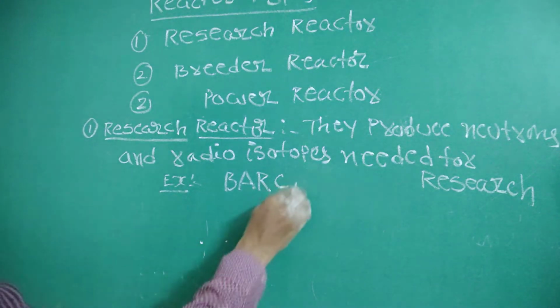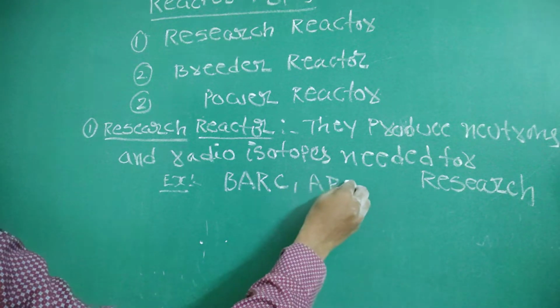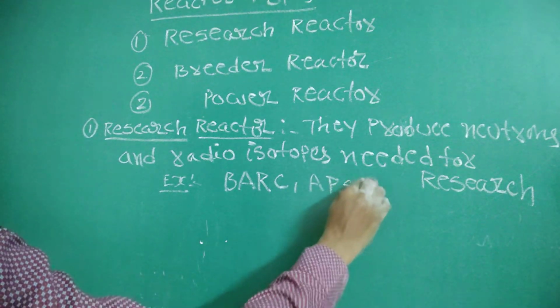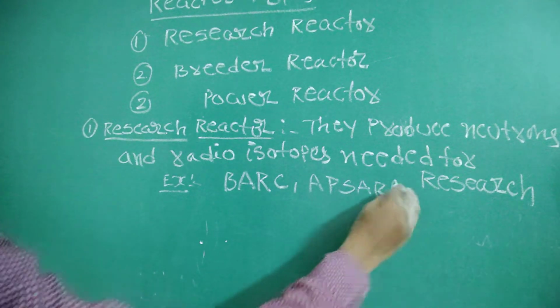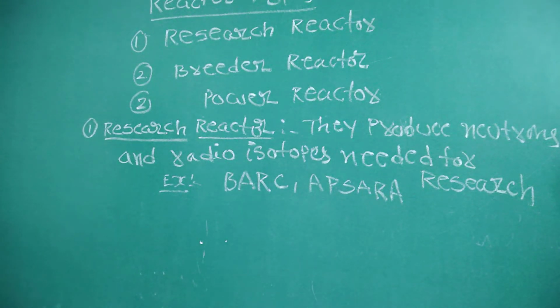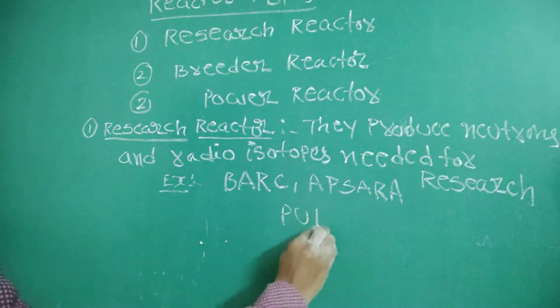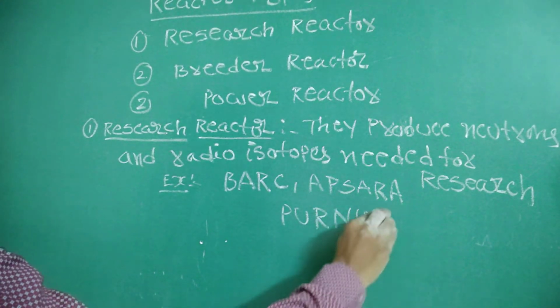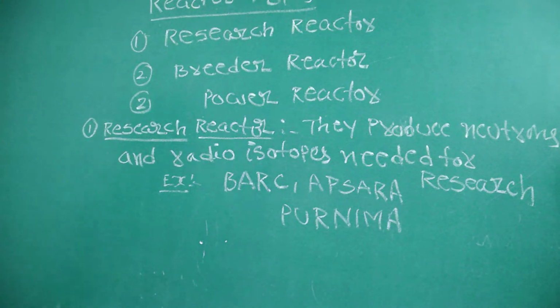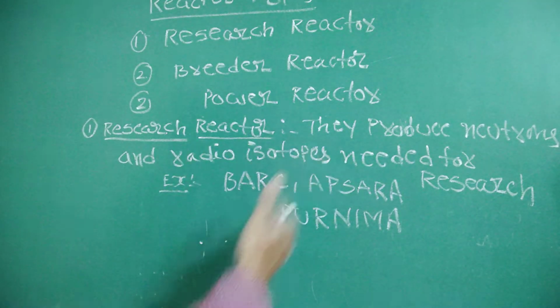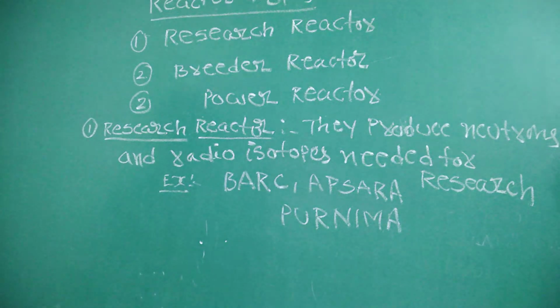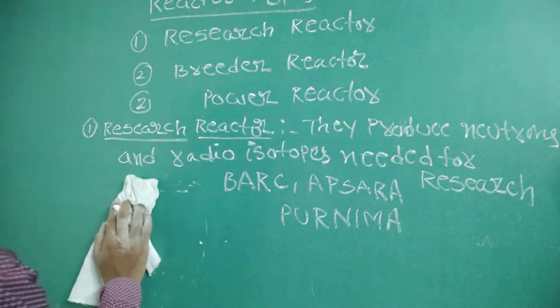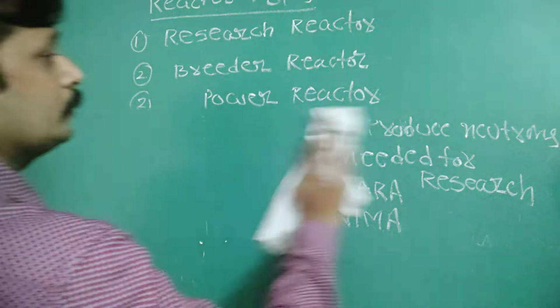BARC, Apsara, Purnima. These are the different research laboratories where neutrons and radioisotopes are produced. So many uses are there for radioisotopes; I tell you that point separately. That is the first function of the research reactor.